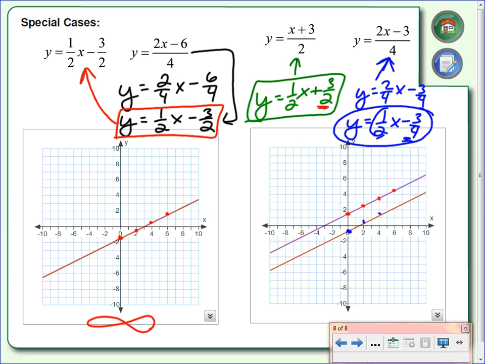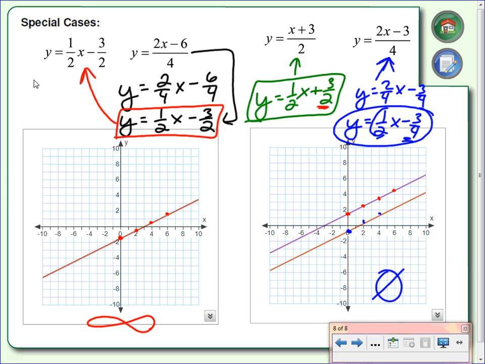What do you notice about the lines this time? What are they doing this time? They're parallel. And what does it say on our first page? Whenever they're parallel, what kind of solution? No solution. And what symbol did we use for no solution? A circle with a line through it.